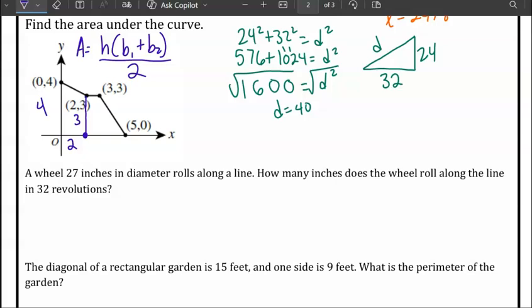For the second trapezoid, the height is now this 3, and then we have our bases of 1, and for this one it's going to be 5 minus 2, that's 3. Let's plug them into the formula and add the two areas together.